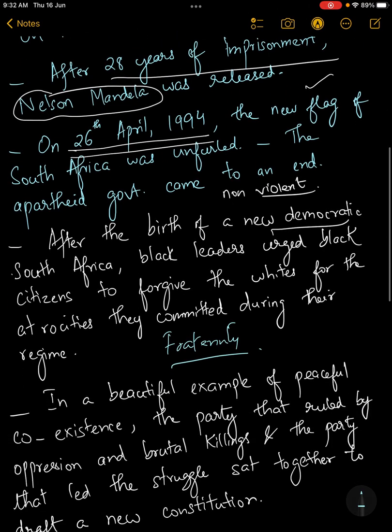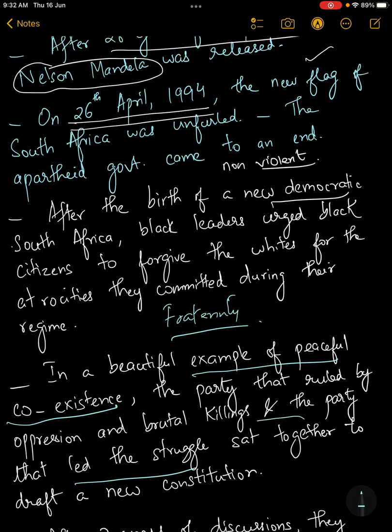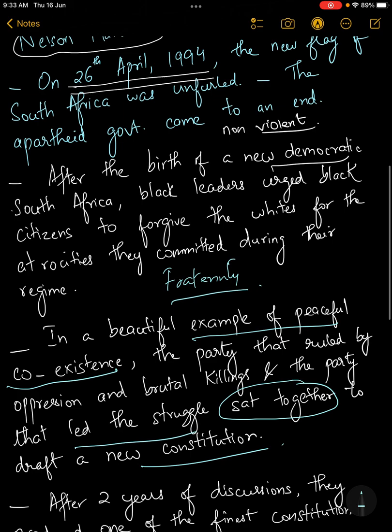So this I have written over here. In this example of peaceful coexistence, the party that ruled by oppression, that is the whites, and the party that led the struggle, that is the African National Congress, sat together. This is very unreal. They sat together to draft the new constitution of South Africa. It is not only the blacks who drafted the constitution, or only the whites. Both the oppressor and the oppressed sat together in order to draft a new constitution for independent South Africa.